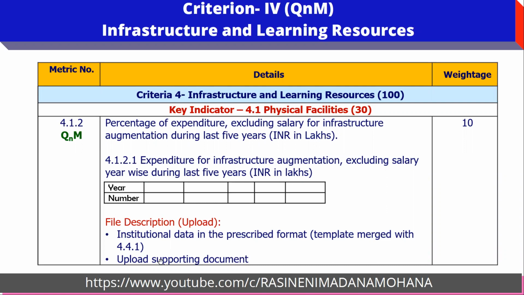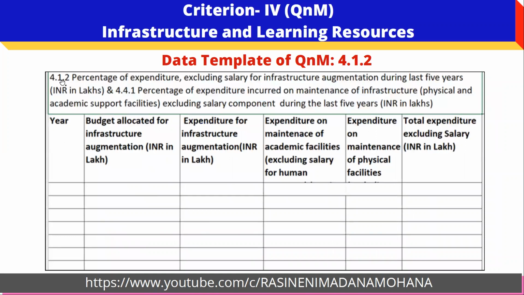Upload supporting documents here. Now, what is the template, what are the supporting documents, and what is the benchmark? Let us see all this. This is the data template which is common for both metrics 4.1.2 and 4.4.1. 4.1.2 is the percentage of expenditure excluding salary for infrastructure augmentation, whereas 4.4.1 is the percentage of expenditure incurred on maintenance of infrastructure, that is physical and academic facilities, both excluding the salary component. For both metrics, the amount needs to be provided for the last 5 years. So this is the common template.